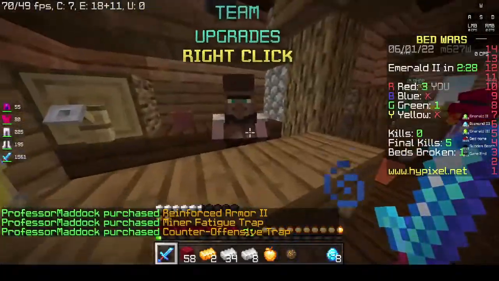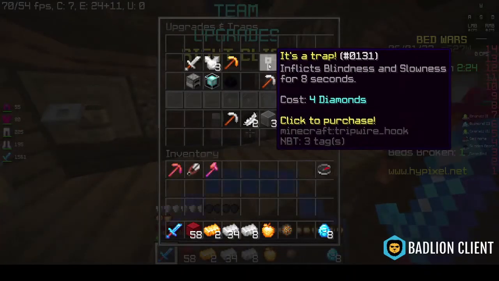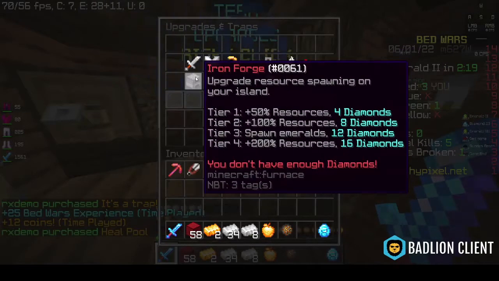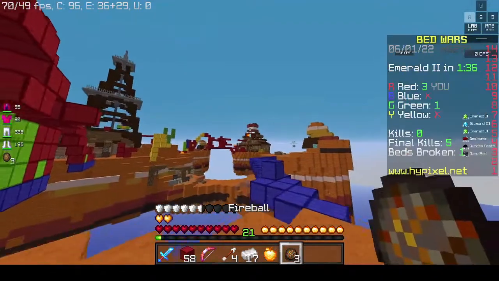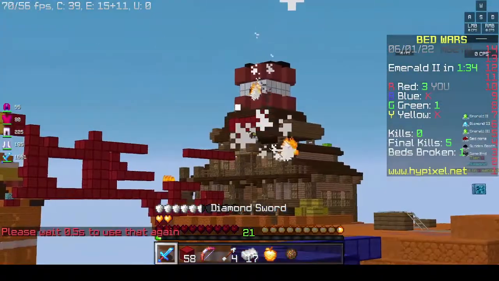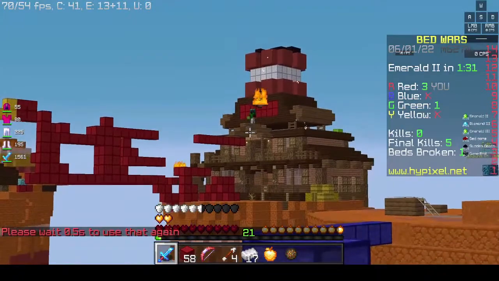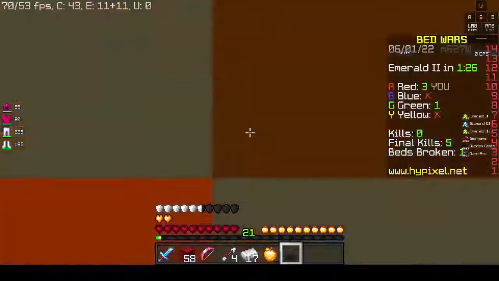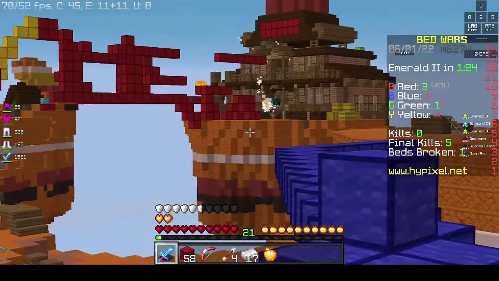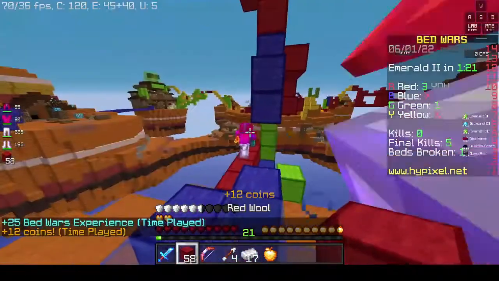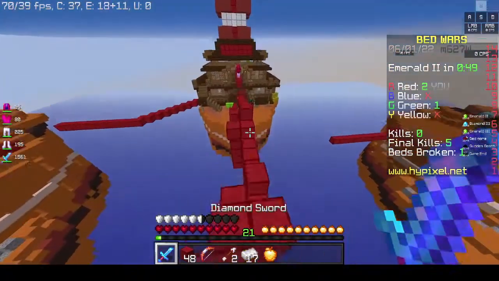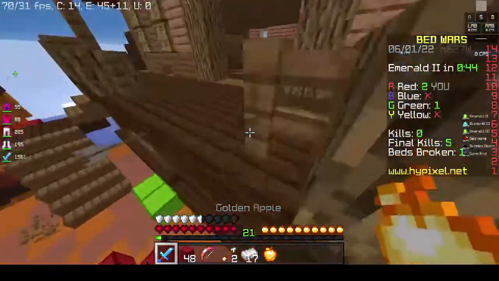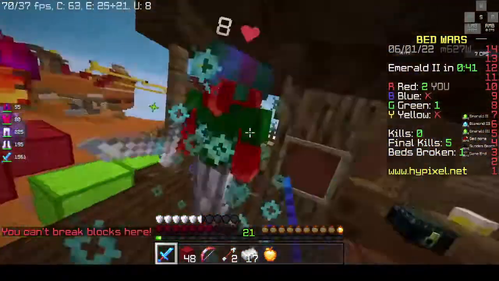Okay, we have to improve upon this. We can buy another trap. That costs 4 diamonds. We can buy heal pool. Oh my god. Yes! Let's go! Oh, that hit him! That hit him! Okay, a squared plus b squared equals c squared. That's all there is, baby! A squared plus b squared equals c squared.